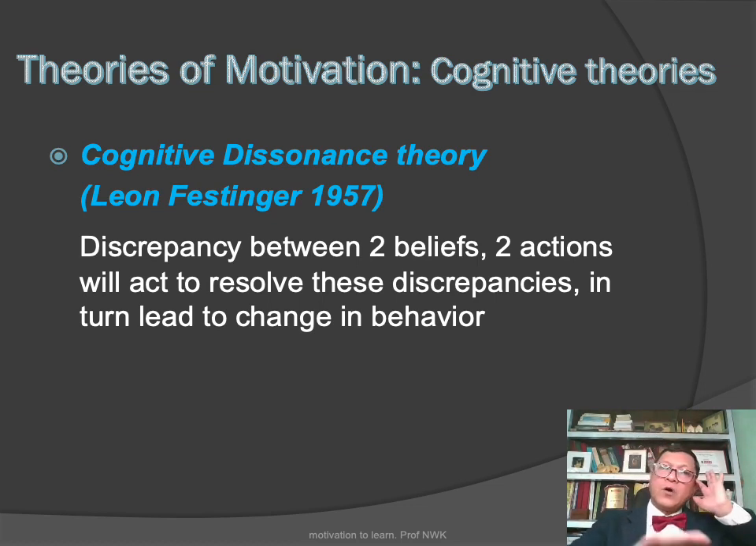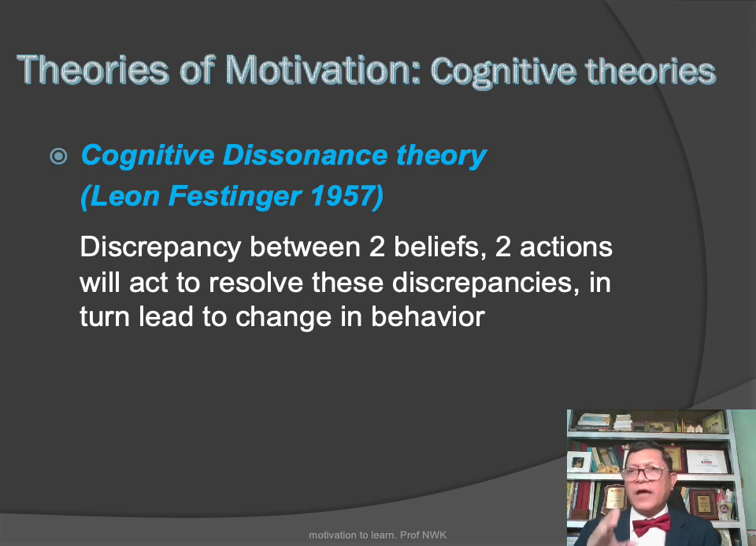Here, cognitive dissonance theory, which is in some respects similar to disequilibrium in Piaget's theory of cognitive development. This theory was developed by Leon Festinger. He is a social psychologist and states that when there is a discrepancy between two beliefs, two actions, or between a belief and an action, individuals will act to resolve conflict and discrepancies.